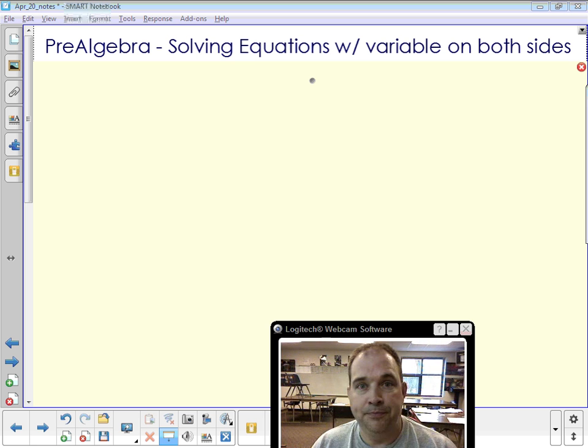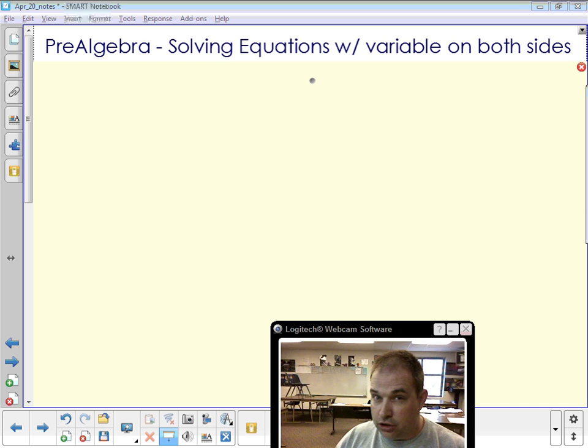Okay, pre-algebra. New topic, kinda, not really. We're still solving equations. This time, instead of the variables being on one side and we have to simplify them, we're going to see variables on both sides of the equation. And how do we solve those problems when we have variables on both sides of the equations? So let's take a look.